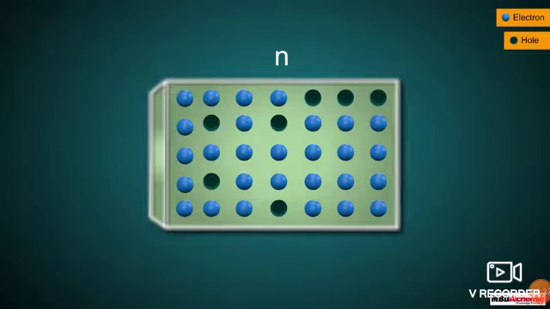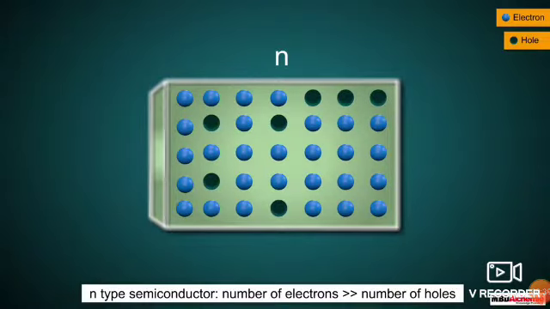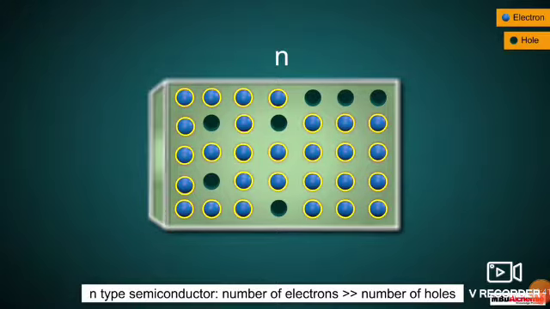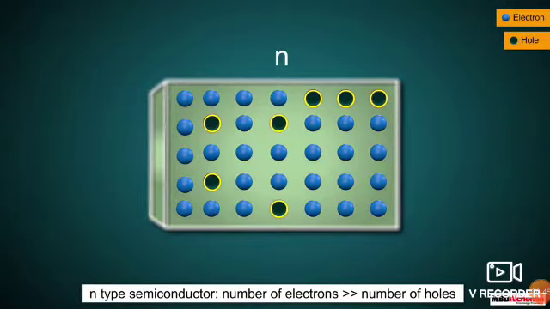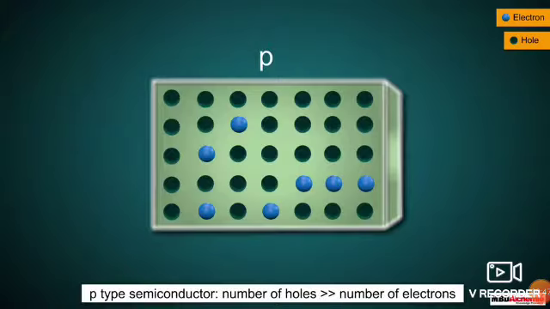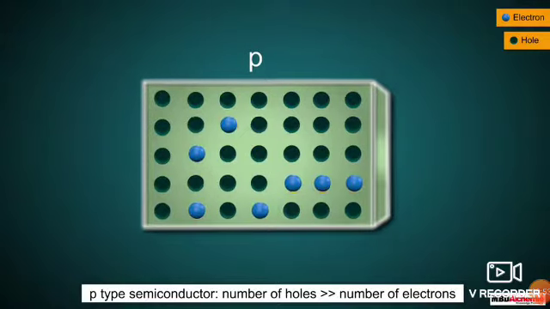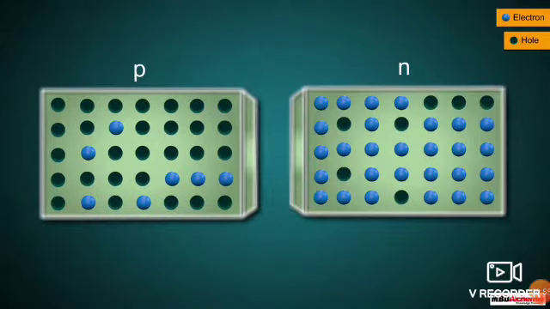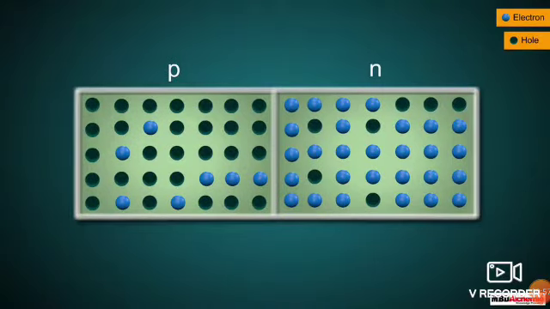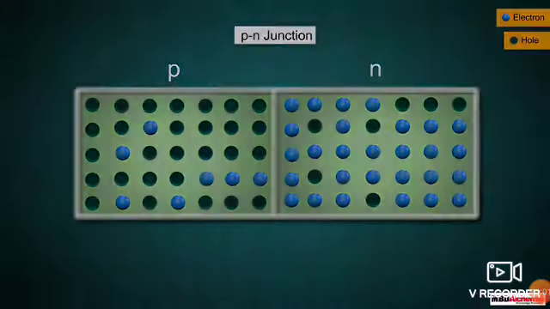We know that in an n-type semiconductor, the concentration of electrons is more compared to the concentration of holes. Similarly, in a p-type semiconductor, the concentration of holes is more than the concentration of electrons. When a p-type semiconductor is joined to an n-type semiconductor, we get a p-n junction.